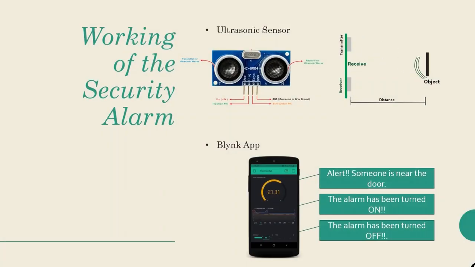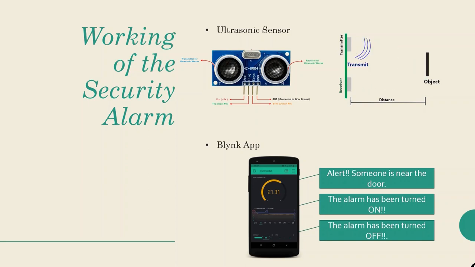In this system, we are going to use an ultrasonic sensor and also configure it with the Blynk app. The ultrasonic sensor is interfaced with the NodeMCU or the ESP8266 and is used to detect any object or person near the door or where the security alarm is to be installed. And the Blynk app is used to give push notification and also control the working of the alarm system.